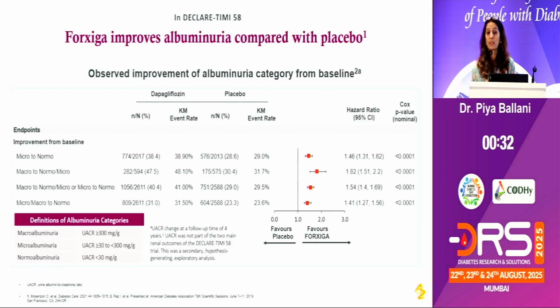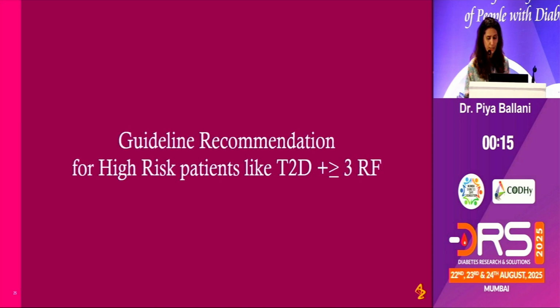Forxiga also, and this was just an exploratory analysis, improved albuminuria compared with placebo. Macro went to micro or normal. So what you're seeing again over here, with just the addition of that drug, we're not talking about glycemic improvement, we are talking about albuminuria improvement, which greatly improves the risk.